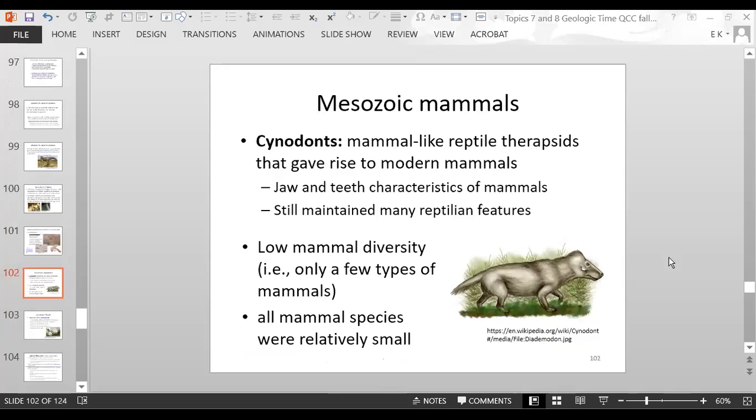Then what about mammals? During the Mesozoic, we had cynodonts, which were mammal-like reptile therapsids that gave rise to modern mammals. They had jaws and teeth like mammals, but they still maintained some features that reptiles have. The early mammals, there were only a few different types of them, and they were relatively small.